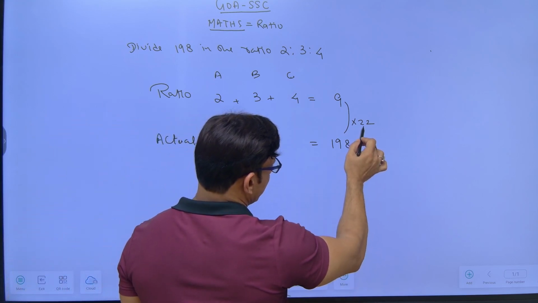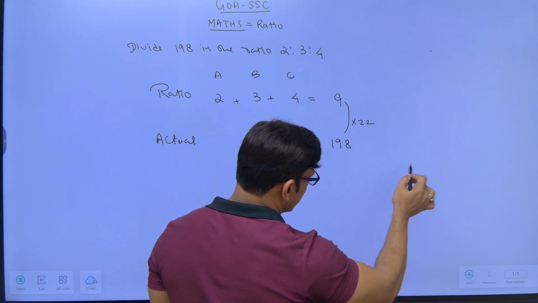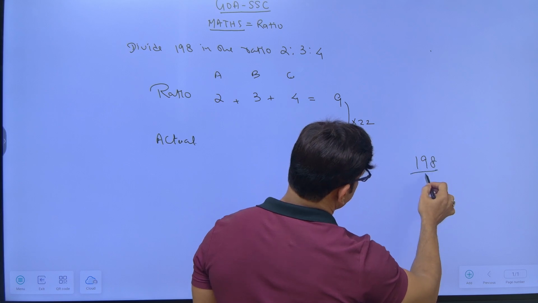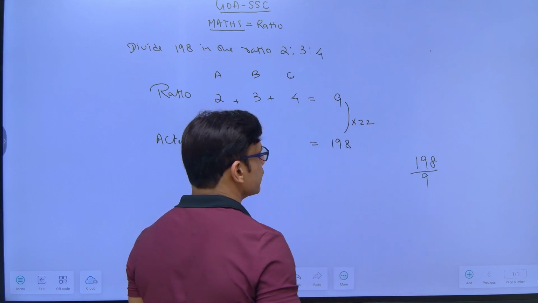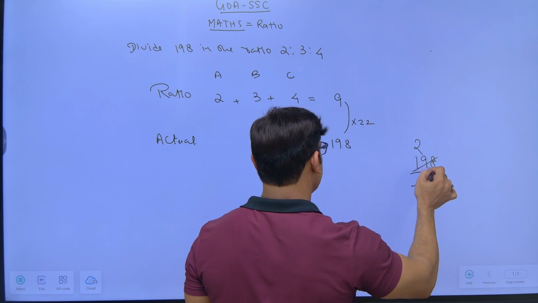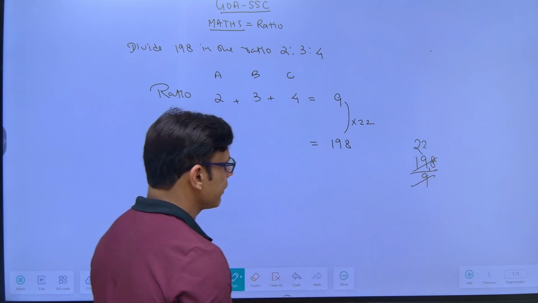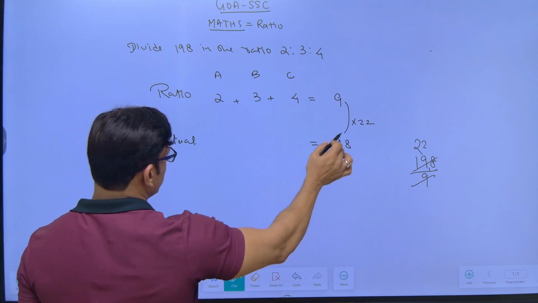Suppose you find it difficult to find a multiplying factor. So divide this actual value 198 by the ratio scale's total. 9 2s are 18, 1, 9 2s are 18. That is how you can find it out. So now 22 is your multiplying factor.